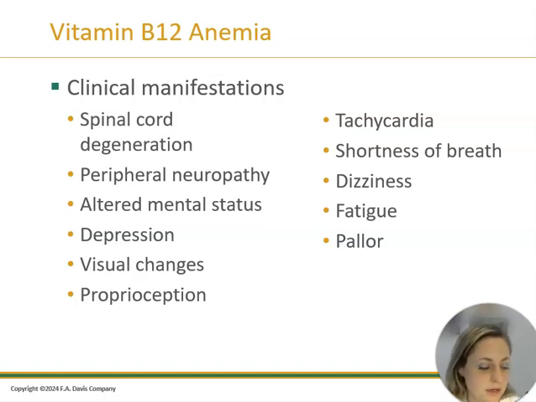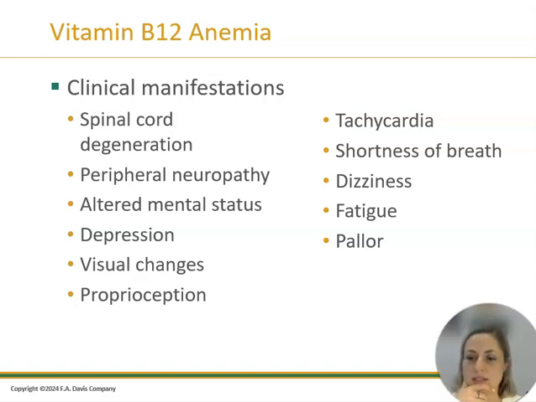So like I said, this B12 is not only necessary for red blood cell production, it's also necessary for your nerve cells. So if you don't have enough, you start to see a lot of neurological problems, like spinal cord degeneration, neuropathies, change in mental status, even depression, visual changes. And then this proprioception is a lack of spatial awareness. So it's not being aware of where your body is in space. What this can look like is somebody being very clumsy, bumping into things, falling more often. So that can be a warning sign.